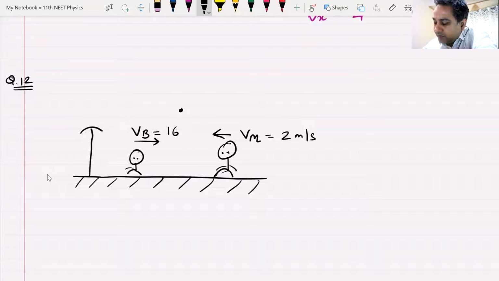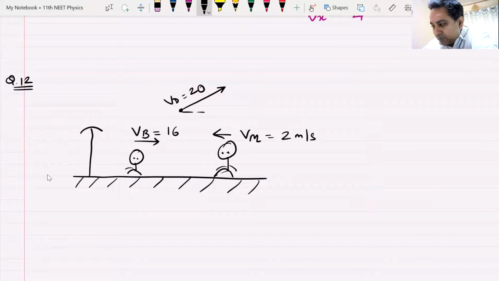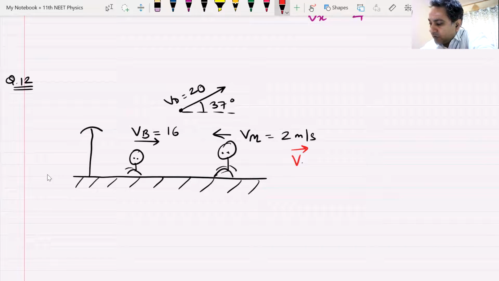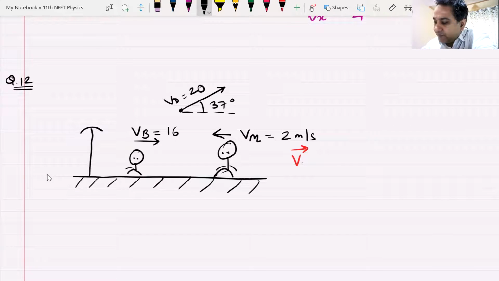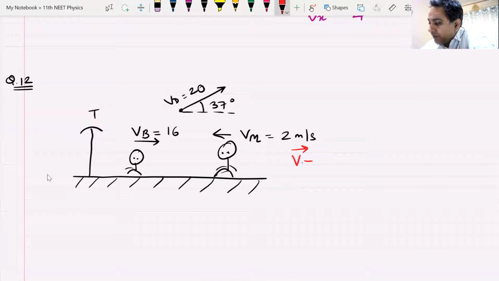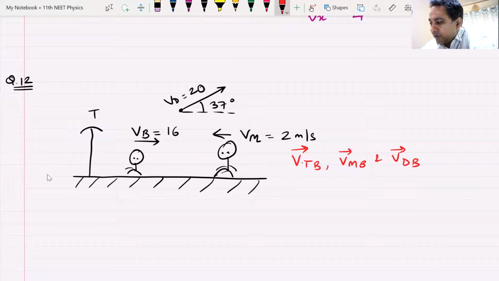Then there is a bird here. Velocity of bird, let me call it VD, is 20. And this angle is 37. You are supposed to find out velocity of, okay, here's the tree also, tree. To find out velocity of tree with respect to boy, velocity of man with respect to boy, and velocity of bird with respect to boy. Your time has already started.